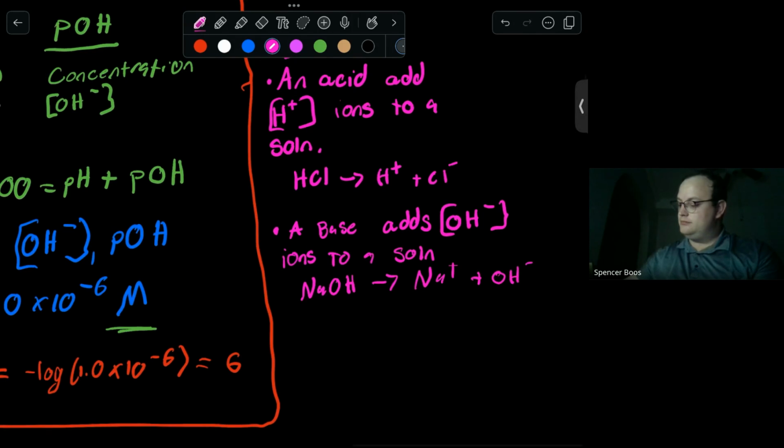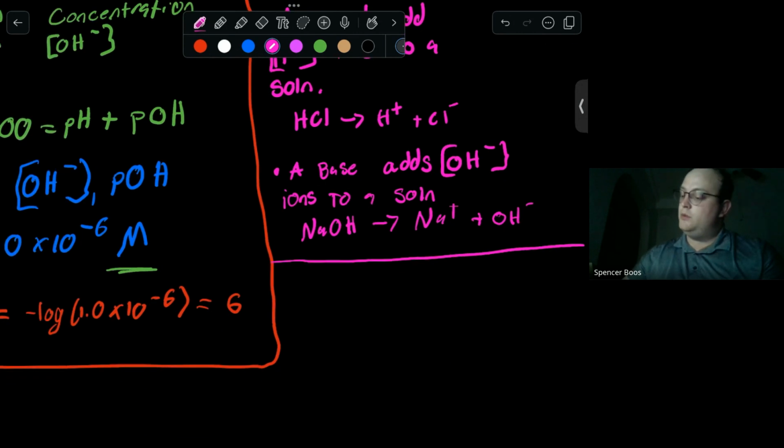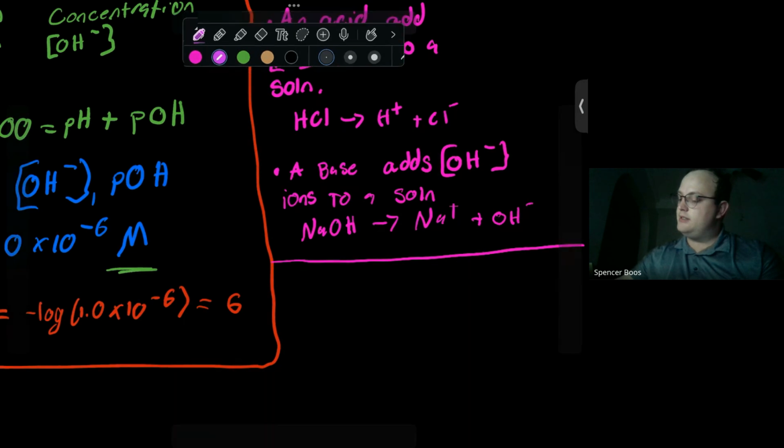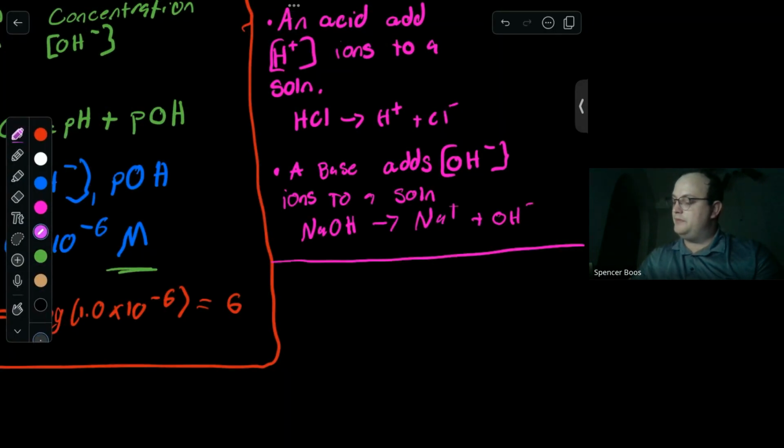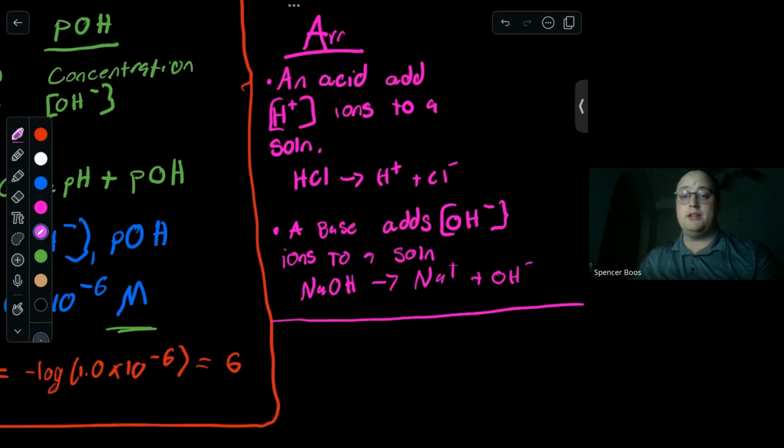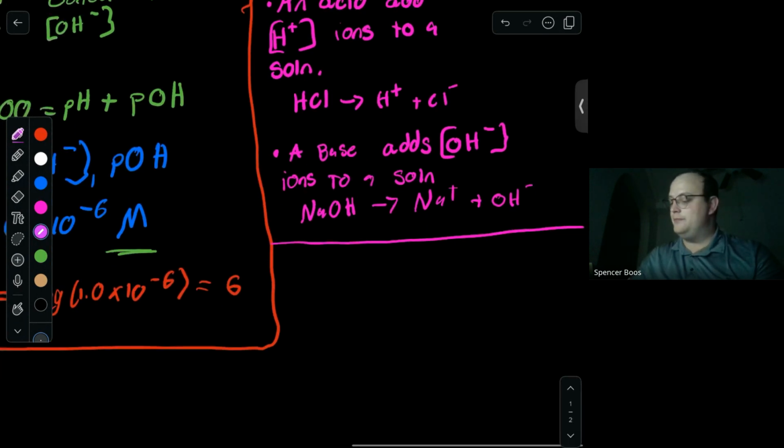But we now get into Bronsted-Lowry's acid and base theory. I'll leave this up here for anybody who'd like to take a picture. This will also be made available to each instructor after the recording goes live.